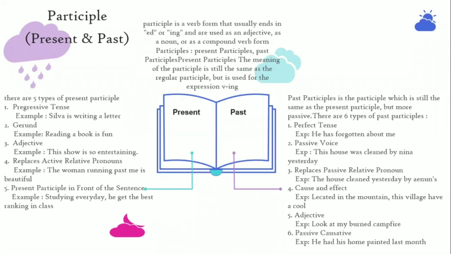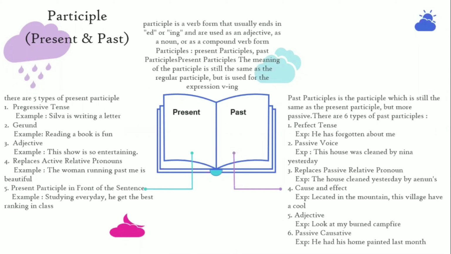Now, number 2, past participle. A past participle is the participle which is still the same as the present participle, but more passive. There are 6 types of past participle. 1. Perfect tense. Example, he has forgotten about me. 2. Passive voice. Example, this house was cleaned by Nina yesterday. 3. Replace passive relative pronoun. Example, the house cleaned yesterday by Aenun.